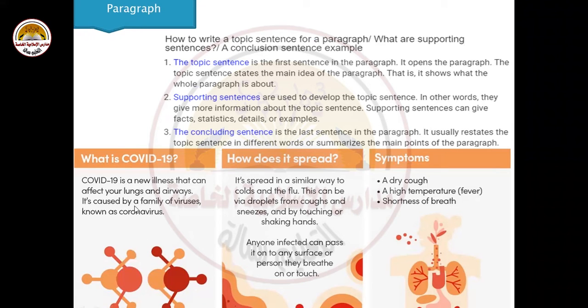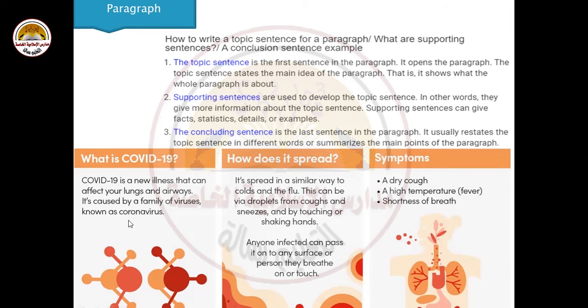Okay, let's say a common paragraph. We can talk about COVID-19. You need to organize your ideas, your thoughts about this theme. What is COVID-19? If you want to write a paragraph about COVID-19, you need to know what COVID-19 is. COVID-19 is a new illness that can affect your lungs and airways. It's caused by a family of viruses known as coronavirus.